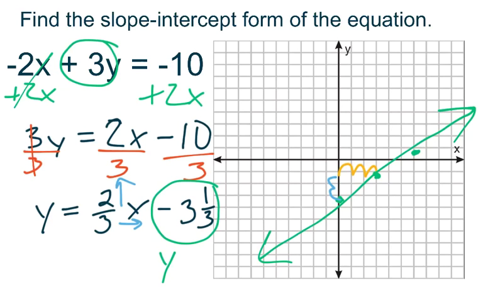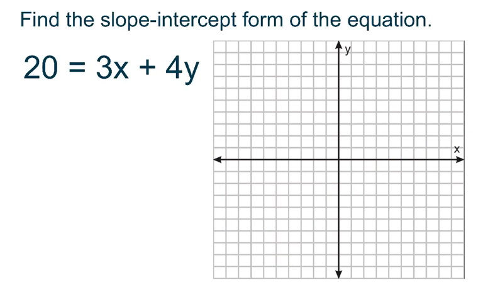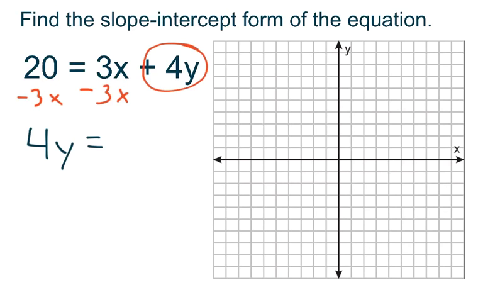And one more example here. If we were to get the y by itself, well, we start by saying, hey, we need to get rid of the 3x. It's a positive, so let's subtract it, and that's what we do on the other side. So when we rewrite this now, let's move that 4y up front, because it needs to be y equals something. Negative 3x plus 20. Okay.